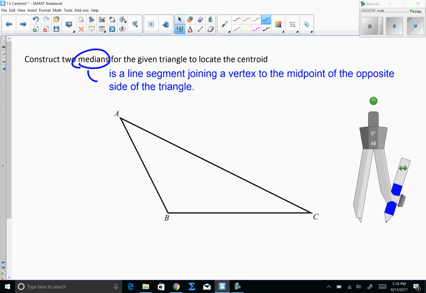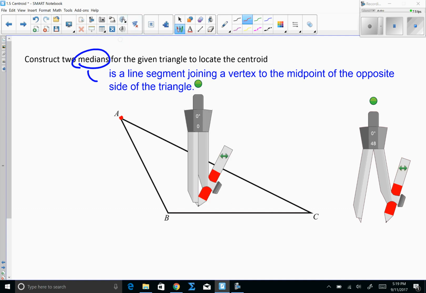So in this example, let's talk about point A here being a vertex. Opposite the vertex A is side BC right here. If we find the midpoint of BC, the line that connects A to the midpoint of BC would be a median. In order to find the centroid, it's the intersection of all three medians. Technically, we only need two medians to find that location. But let's go through the process of creating that median.